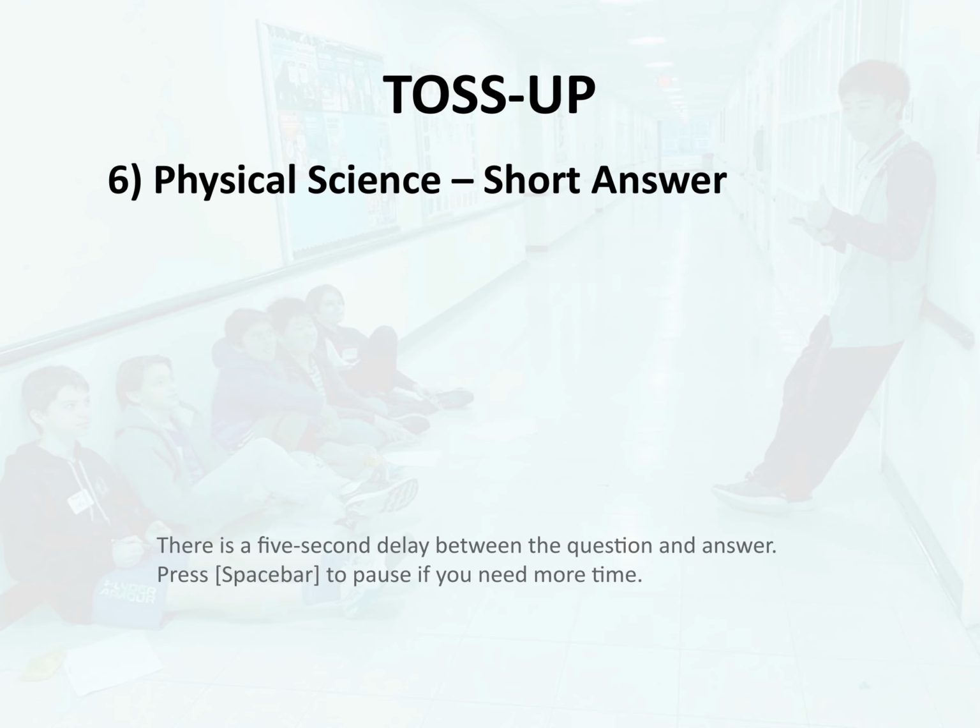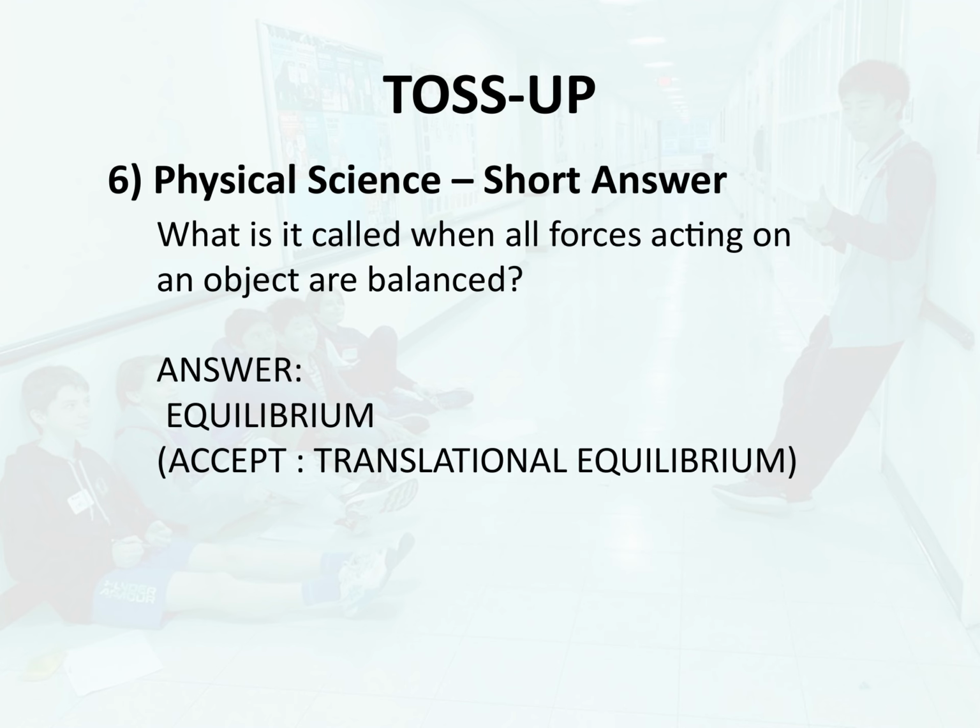Toss-up 6. Physical science, short answer. What is it called when all forces acting on an object are balanced? Answer. Equilibrium.